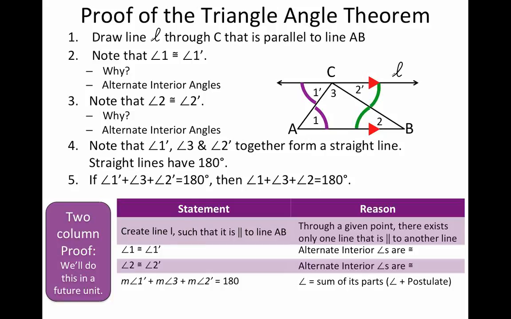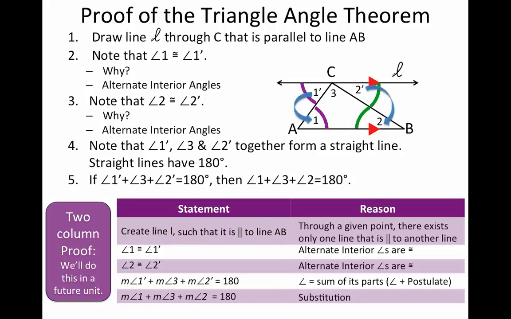And then finally, the thing we're trying to actually prove is the fifth one, which is that the measure of angle 1 plus the measure of angle 3 plus the measure of angle 2 equals 180. And the reason is substitution. I can sub in 1 prime for 1 and 2 prime for 2. So that is our first exposure to the two-column proof.